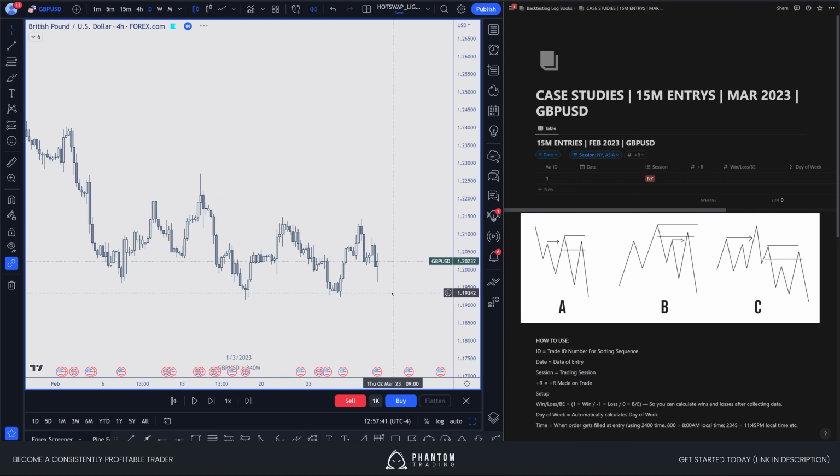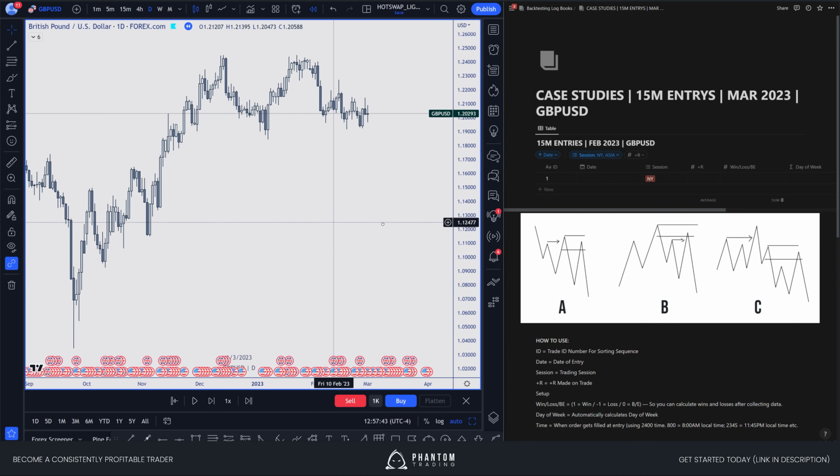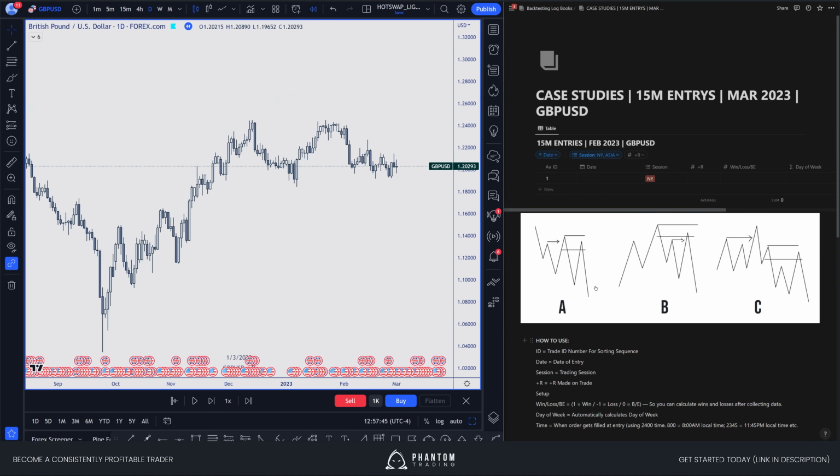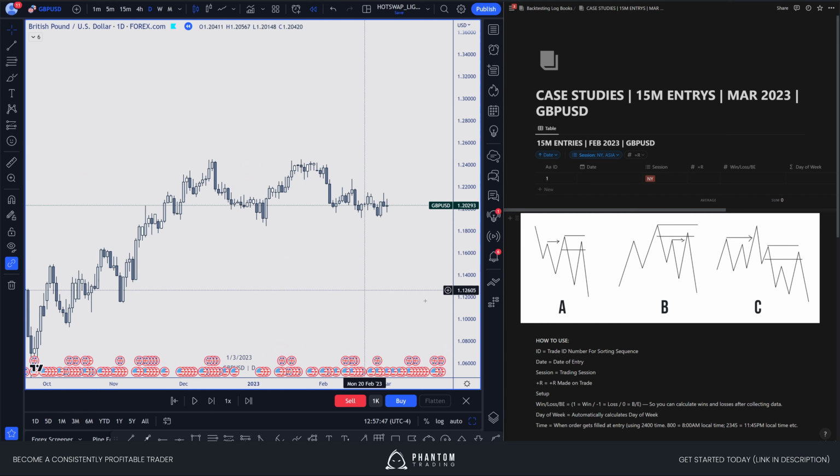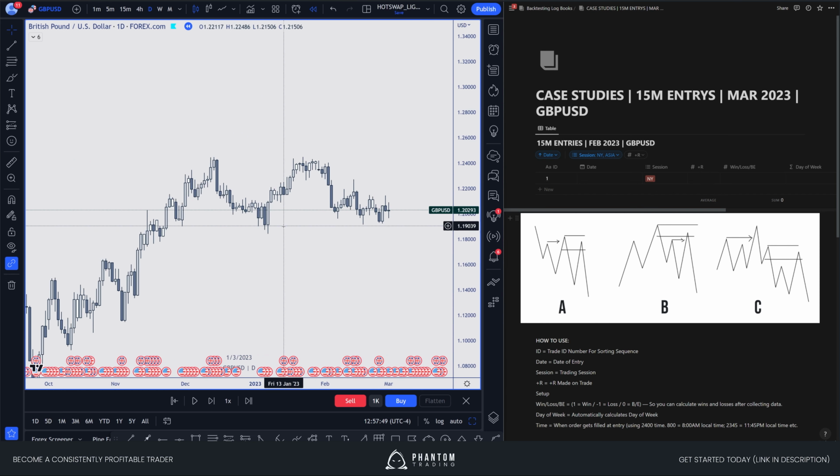I'm going to start on the daily. I apologize that the chart is a little small here, but I do want to be able to show you guys both things at the same time. So we zoomed in a little bit here. It's square. It's all right. You guys can still see it, right?